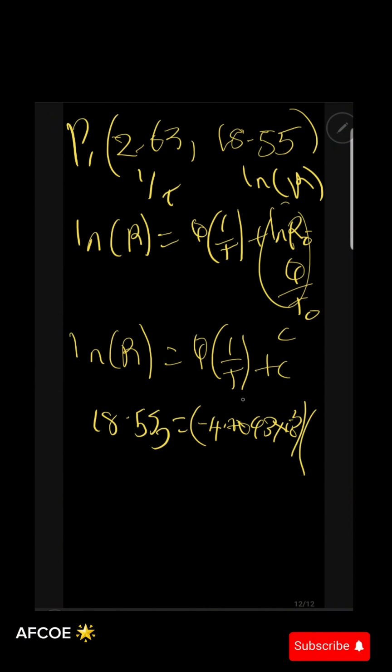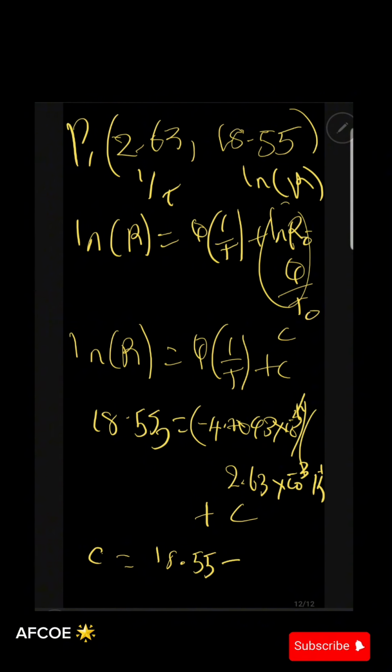All that multiplied by 1 over T, which has a coordinate of 2.63 times 10 to the negative 3 per Kelvin. And this one is also in Kelvin. Plus our c. So now we just make c the subject, and so c will now be equal to 18.55 minus this 20. Let me take my calculator and do it.